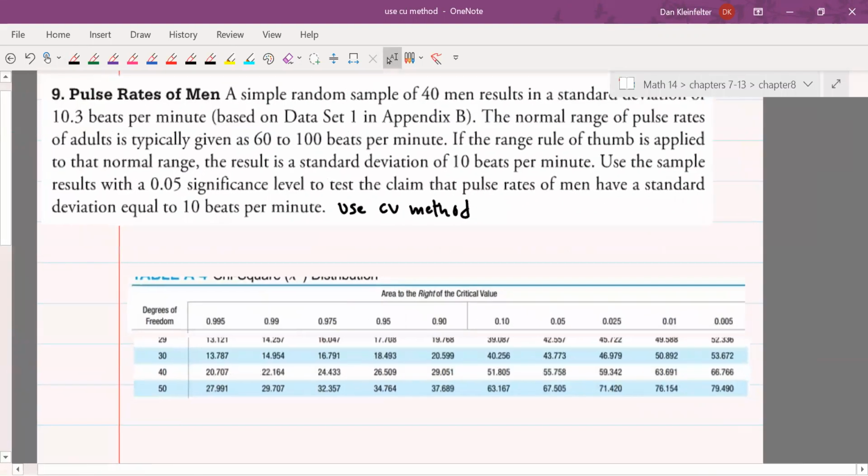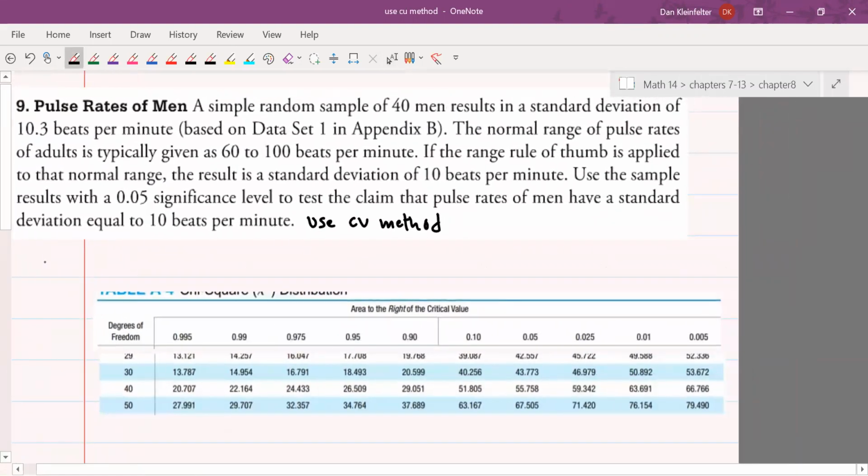Here it says a simple random sample of 40 men, so the n will be 40 here, results in a standard deviation of 10.3 beats per minute. The normal range of pulse rates of adults is typically given as 60 to 100 beats per minute. If the range rule of thumb is applied to that range, the result would be a standard deviation of 10 beats per minute. Where they're getting this is 100 minus 60 is 40, and 40 divided by 4 is 10. That's where that 10 is coming from.